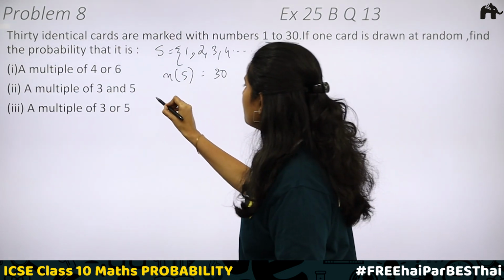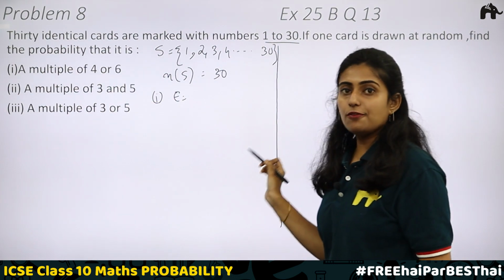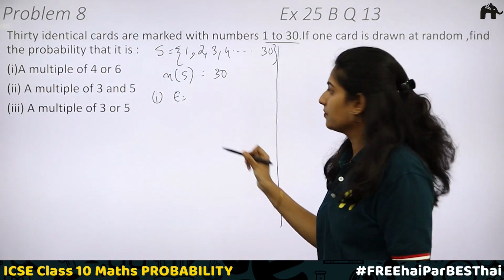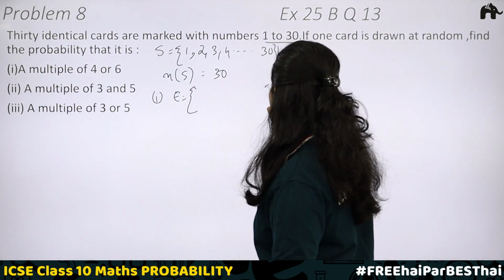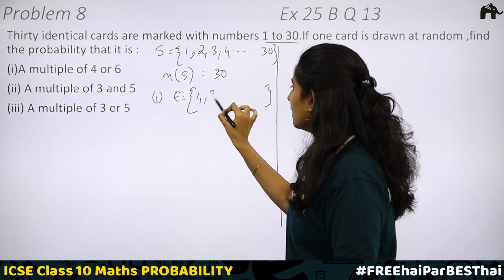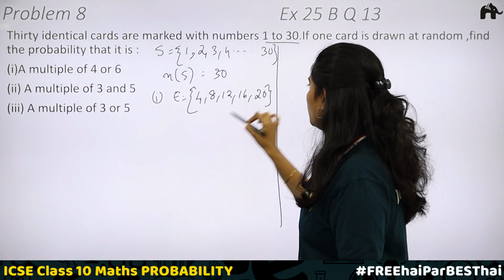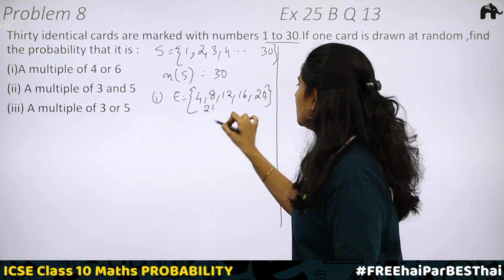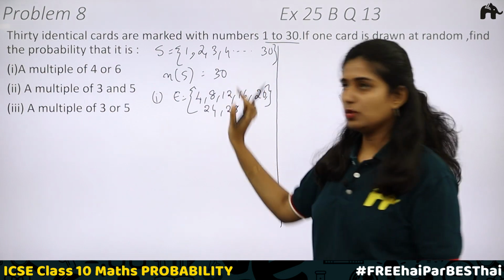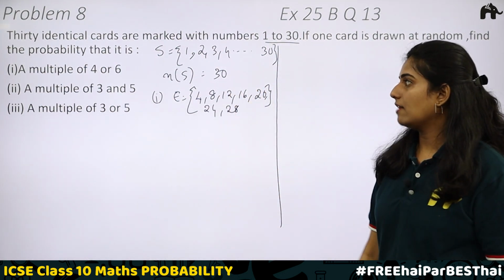Now, what is the first one? Here the event is a multiple of 4 or 6. Multiples of 4 are 4, 8, 12, 16, 20, 24, 28. Up to 30 only we have. We cannot take 32 then. Up to 28 you will be having.